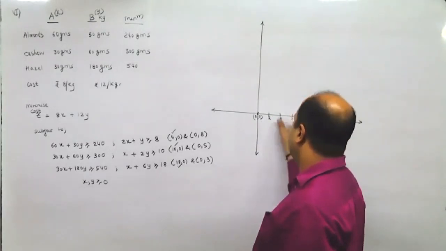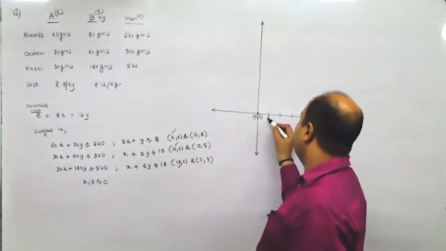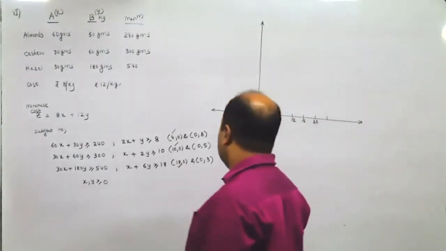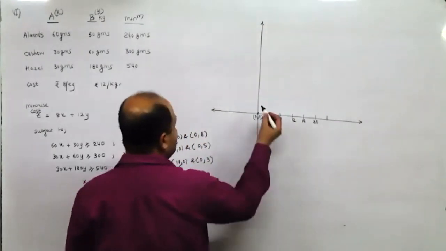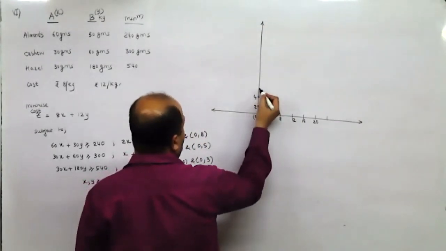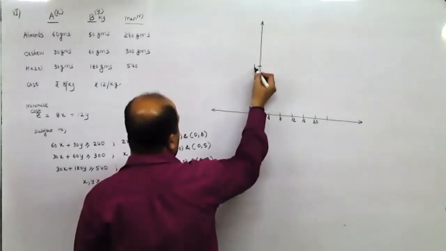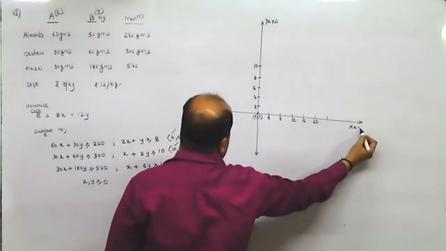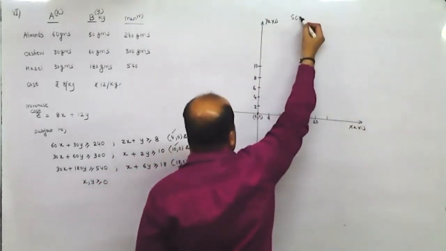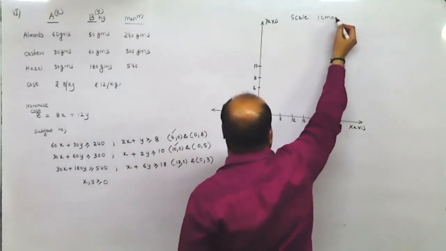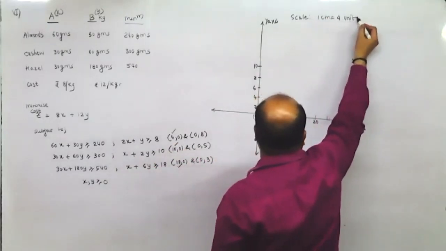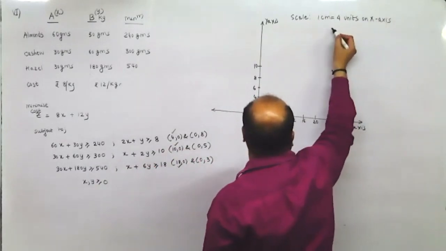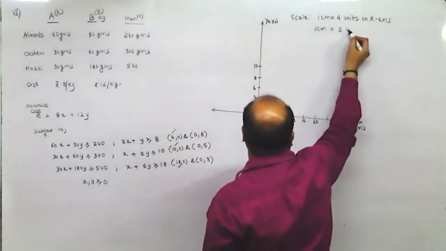In fact, I would prefer to take intervals of 4 each so that I don't have to draw too many intervals here. Then here I'll take intervals of 2 each. This is the y-axis, this is the x-axis. Do not forget to write the scale. Scale: 1 centimeter equal to 4 units on the y-axis, and 1 centimeter equal to 2 units on the x-axis.